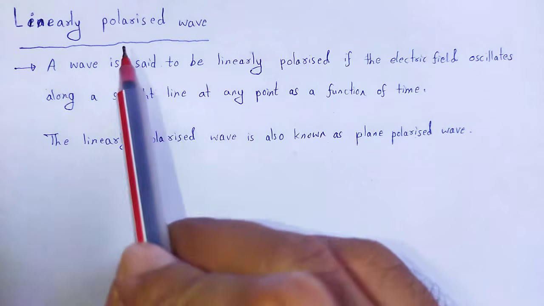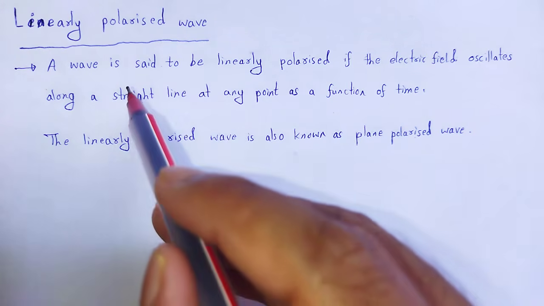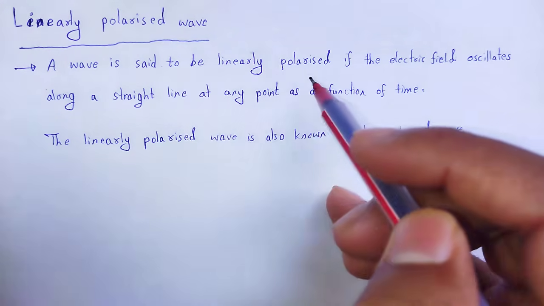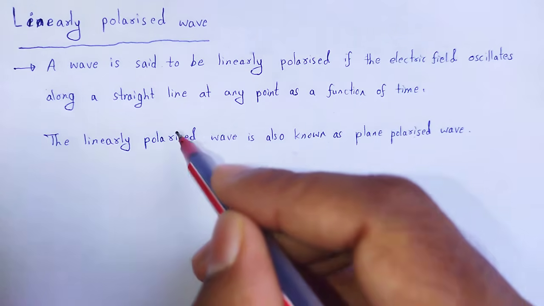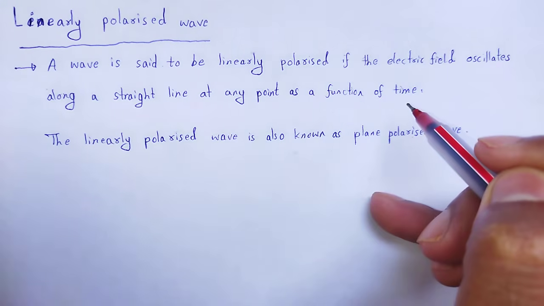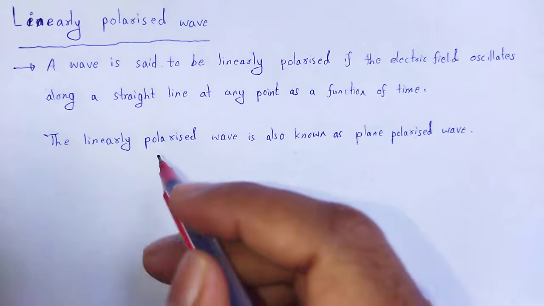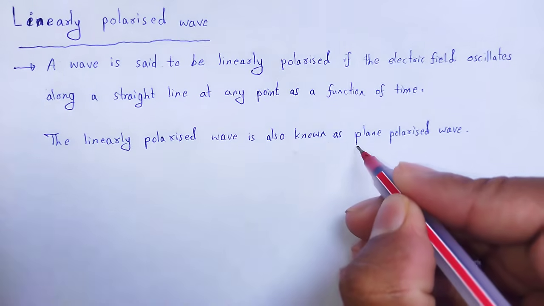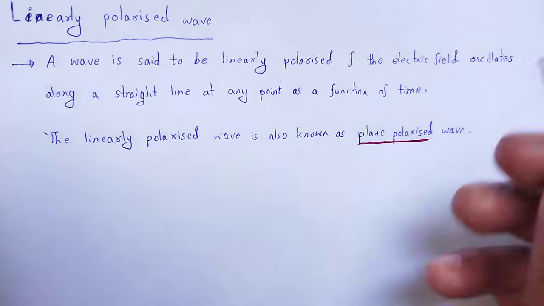The wave is said to be linearly polarized if the electric field oscillates along a straight line at any point as a function of time. This type of polarization we call plane polarized or linearly polarized wave.